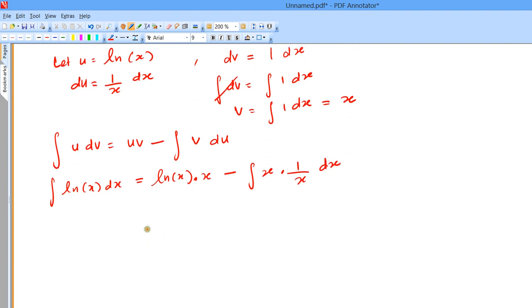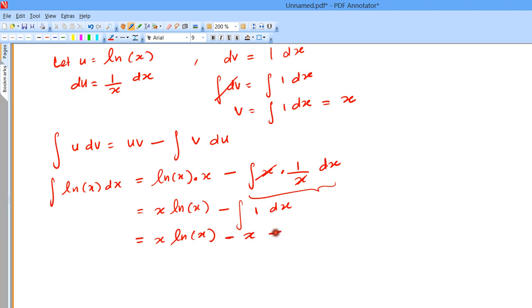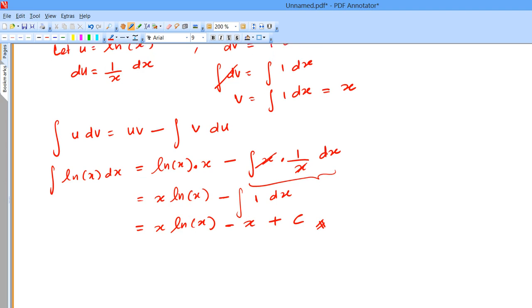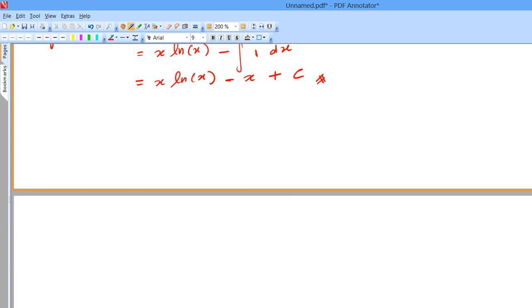We need to solve the right hand side, which gives x ln x. If you simplify this term, you get minus integrate 1 dx. So we have x ln x, and then integrating 1 gives x, so minus x plus c. So this is the final answer. Next we move to example 3.